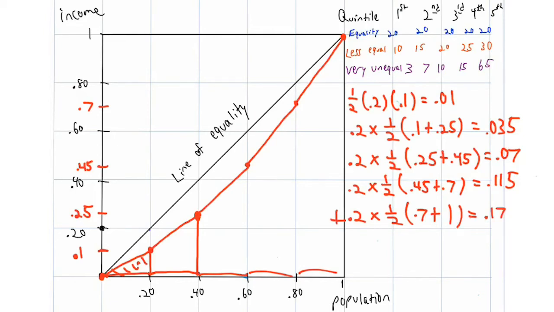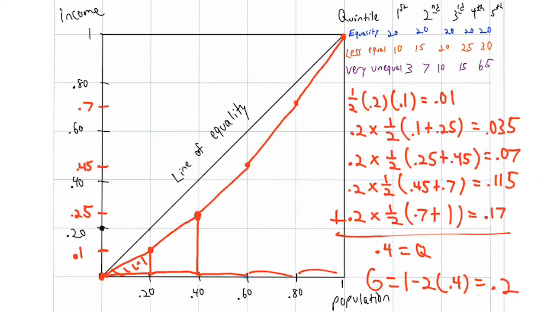So if you add all of these numbers up, you are going to get 0.4 is your Q. So your Gini equals 1 minus 2 times 0.4. So 1 minus 0.8 gives you 0.2 as your Gini coefficient there. So you have a little bit more inequality. You can see that there is some more area creeping in here between the Lorenz curve and the line of equality. Right, well, there was 0 area there before. So keep that in mind.